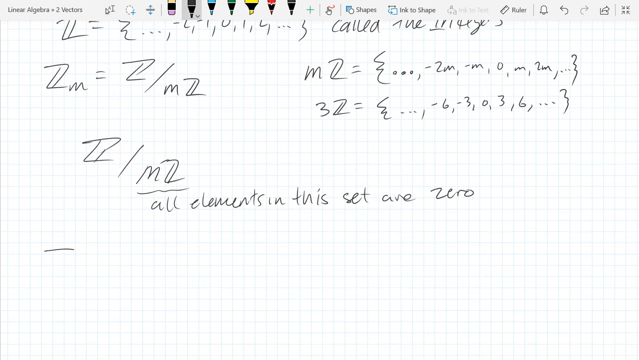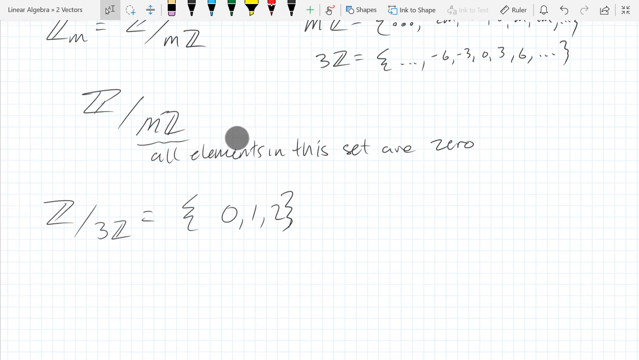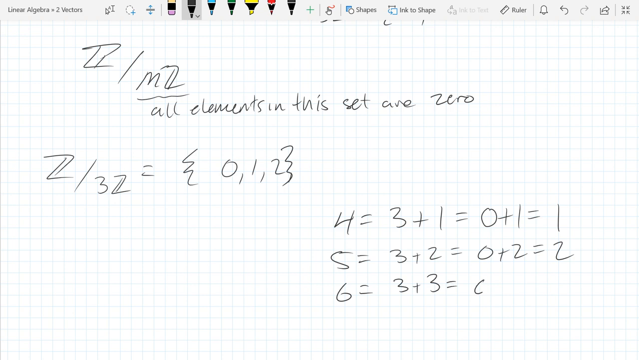So if we look at Z mod, or Z divided by 3Z, I could start writing out the elements in here. I'm going to start at 0. According to what I just said, 3 is equal to 0, so I don't need to write 3 in there again. And then what about 4? Well, you don't lose the arithmetic properties you had. So 4 is 3 plus 1, and what is 3? 0. So 4 is 1. And let's look at 5. So 5 is 3 plus 2, which is 0 plus 2, which is 2. And 6, 3 plus 3, which is 0 plus 0, which is 0.